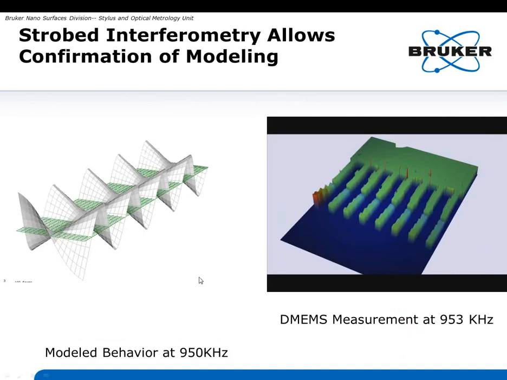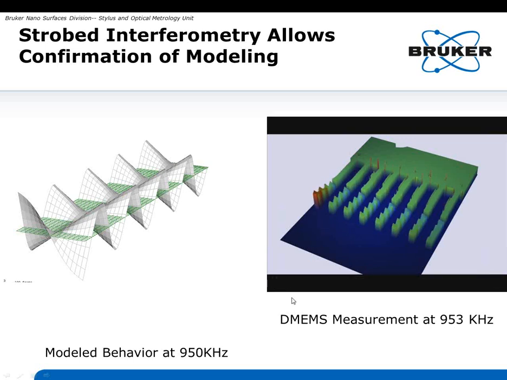Another very interesting thing is confirming the mechanical models that you use in the development process. Here on the left, someone was looking at a cantilever sensor array, and they knew that it should have a resonance frequency around 950 kilohertz. Well, we actually found that the highest resonance frequency was at 953 kilohertz.